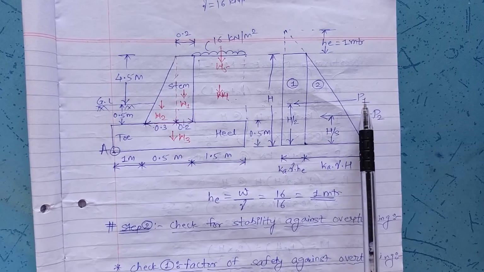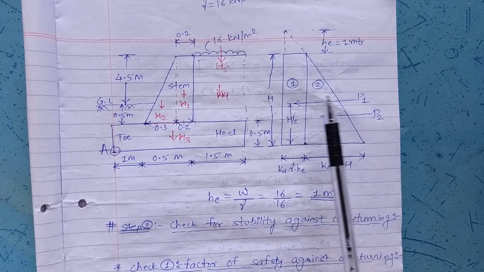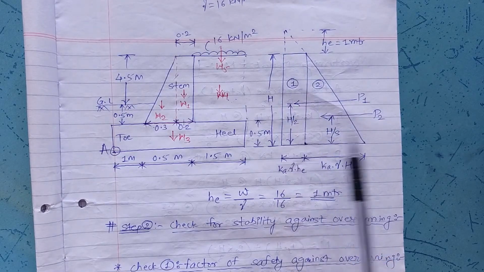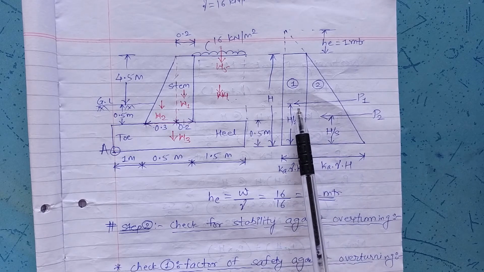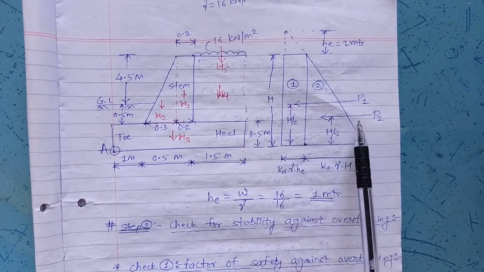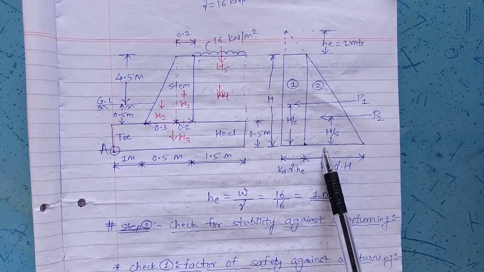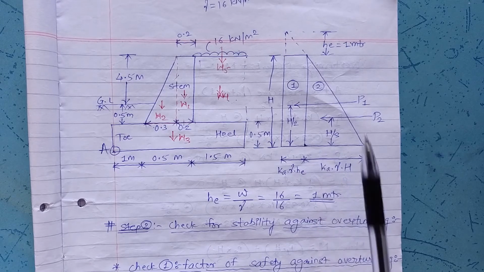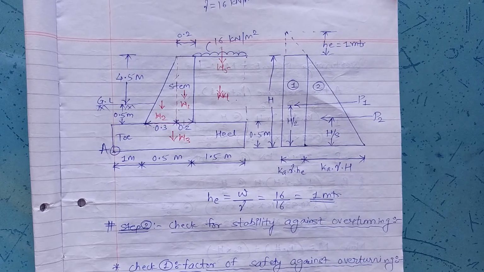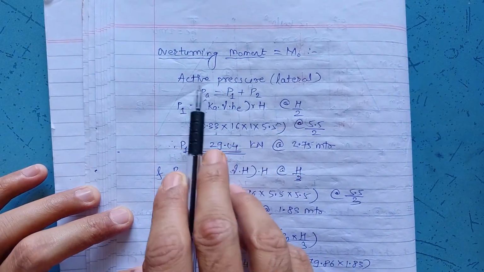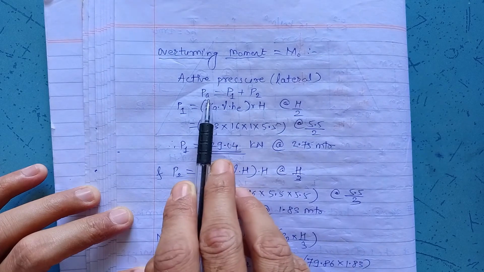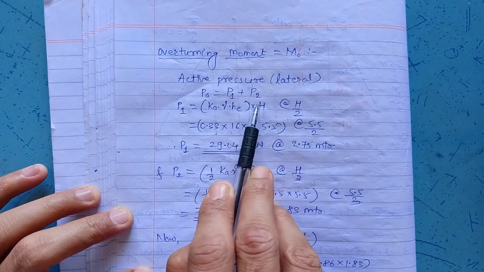Hence we are supposed to calculate P1, and P1 will be the area of this rectangular portion and P2 will be the area of this triangular portion. Whereas the lever arm of P1 is h by 2 and the lever arm of P2 is h by 3 from the base. Hence we will calculate one by one. Have a look. Calculating the overturning moment M_O. Now the active pressure will be due to P1 plus P2.